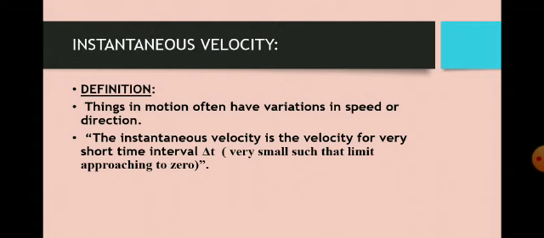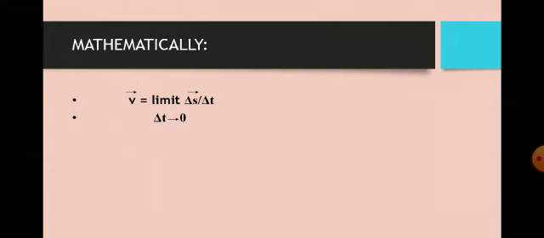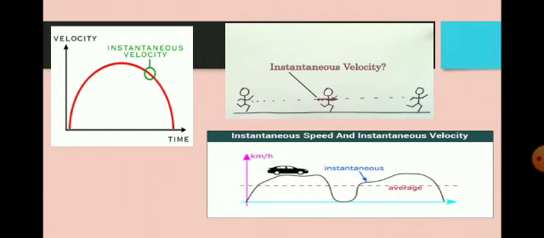Things in motion often have variations in speed or direction, and the instantaneous velocity is the velocity for a very short time interval. This time, delta t, is very small, such that the limit approaches 0 but is not equal to 0. Here the formula is v is equal to the limit as t approaches 0 of delta s divided by delta t.